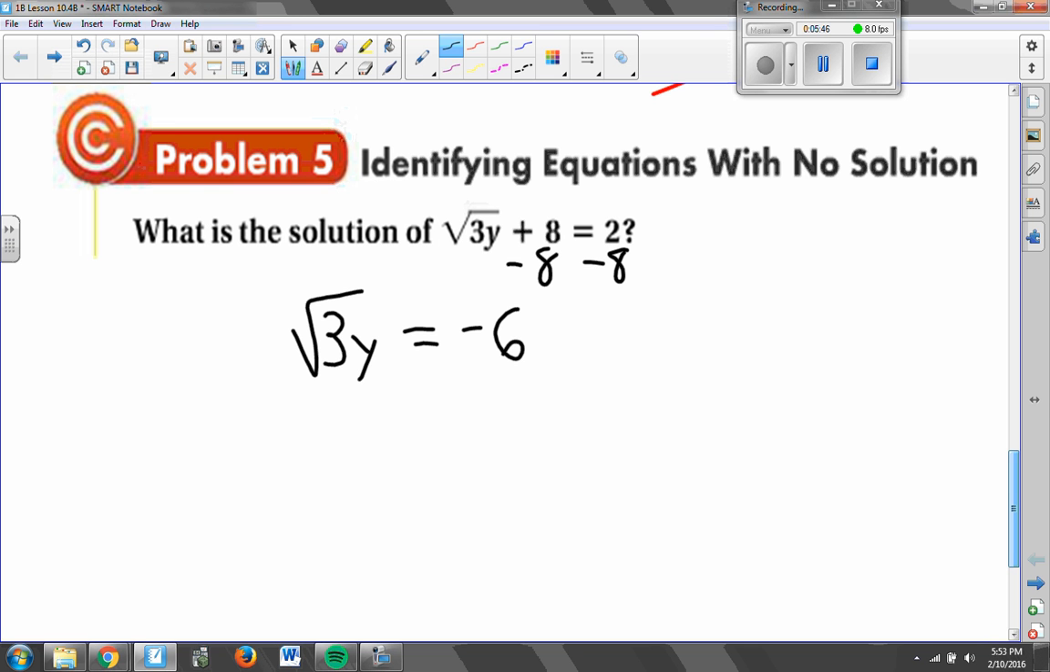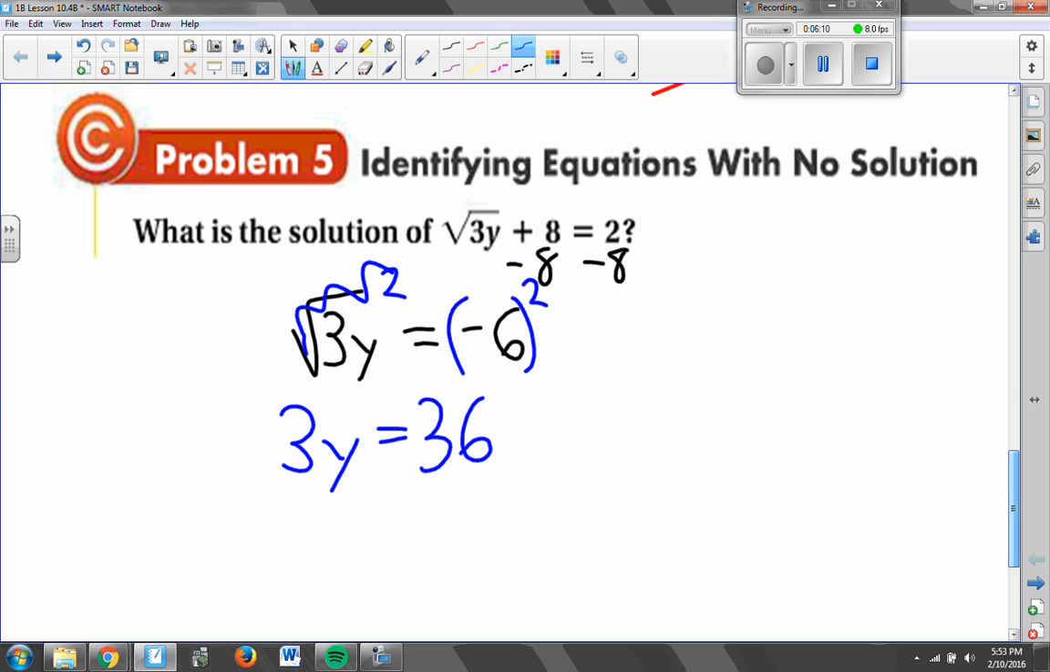Now that the square root is all alone on the left side of the equal sign, I feel okay squaring both sides and getting rid of this square root. Now, the left side says 3y, and the right side says negative 6 squared, or negative 6 times negative 6. Well, negative 6 times negative 6 is 36, which means my y must equal 12.